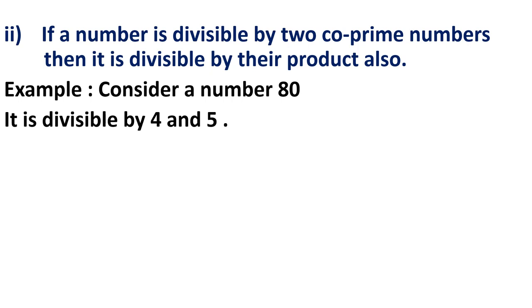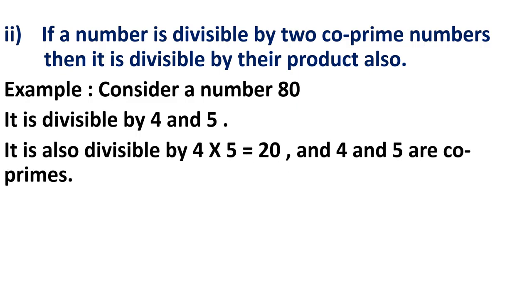Consider a number 80. It is divisible by 4 and 5 both. 4 20s are 80, and 16 5s are 80. So 80 is divisible by 4 and 5 both. Now you have to see that 4 and 5 are both co-prime numbers. They don't have any common factor other than 1.